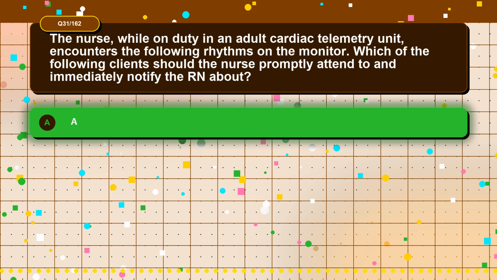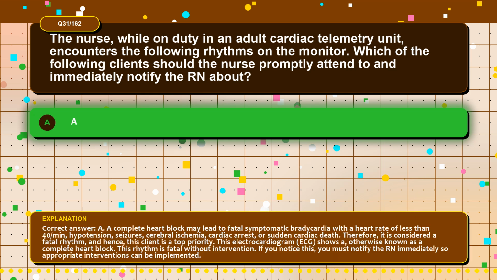The correct answer is option A. A complete heart block may lead to fatal symptomatic bradycardia with a heart rate of less than 40/min, hypotension, seizures, cerebral ischemia, cardiac arrest, or sudden cardiac death. Therefore, it is considered a fatal rhythm, and hence, this client is a top priority.